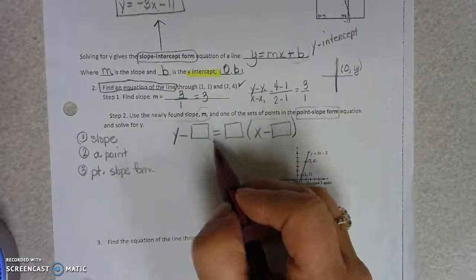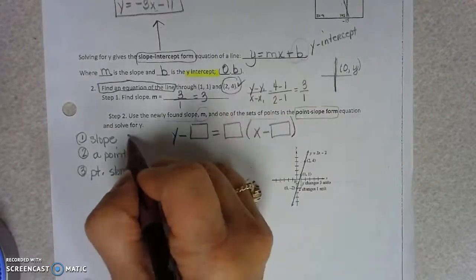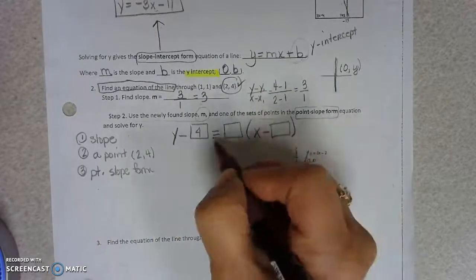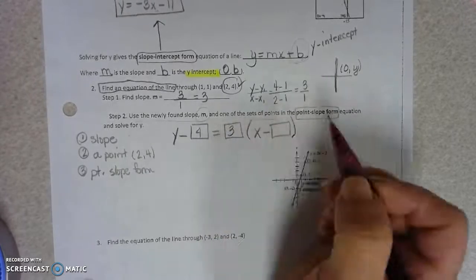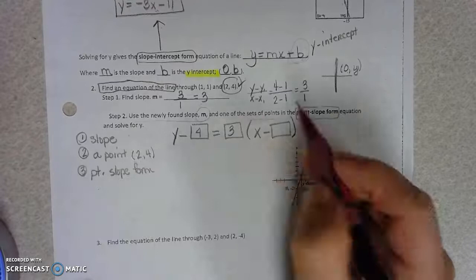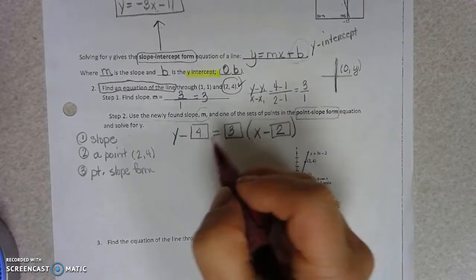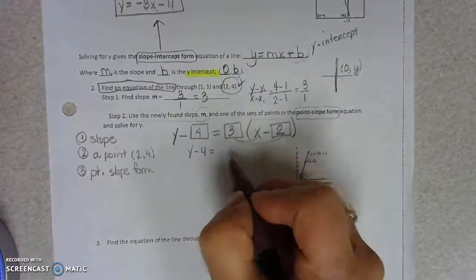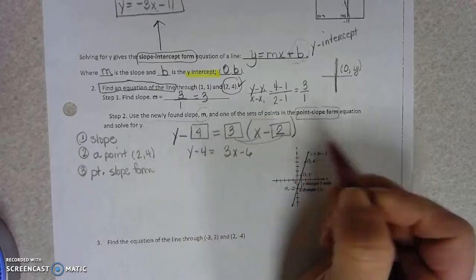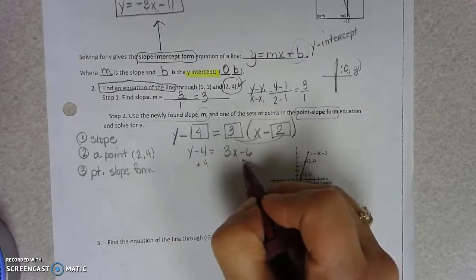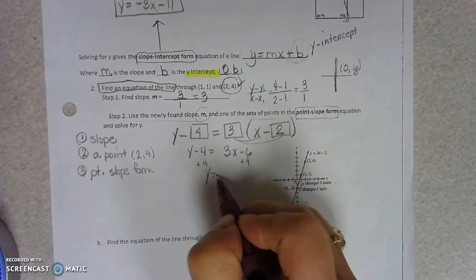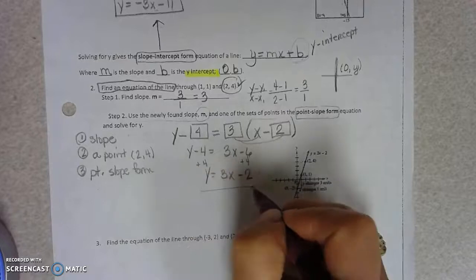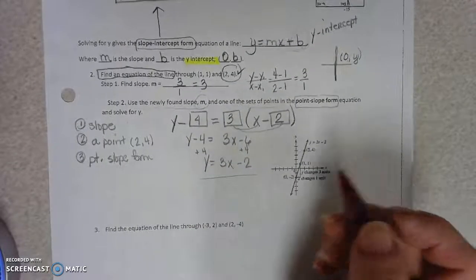So the y value, I'm going to use 2, 4, just because I feel like it. y minus 4 equals my slope, which is 3, times x minus 2. My x, and then work it out. It's just arithmetic. Distribute the 3 through here: 3x minus 6. Add a 4. y equals 3x minus 2. And that's it in slope-intercept form.